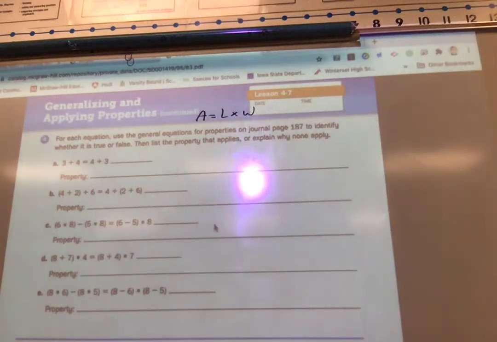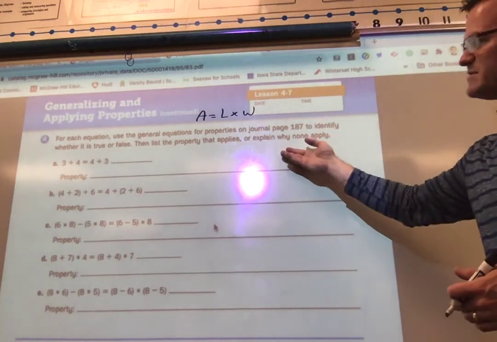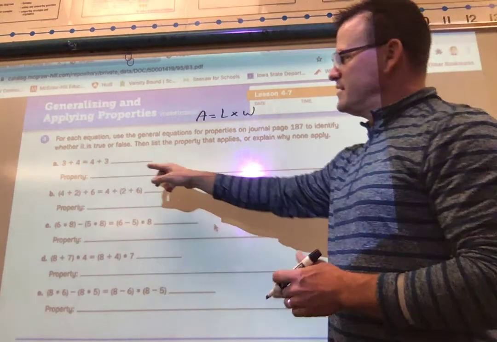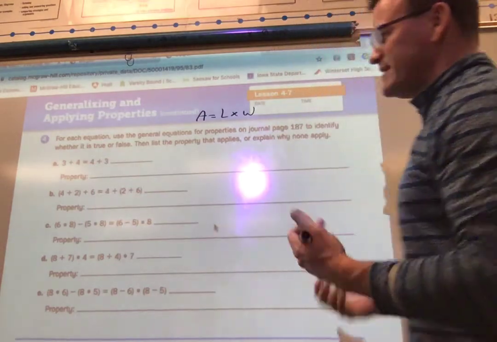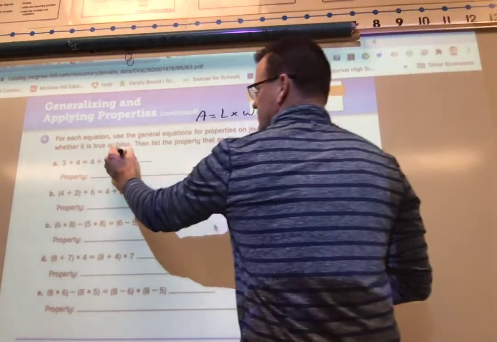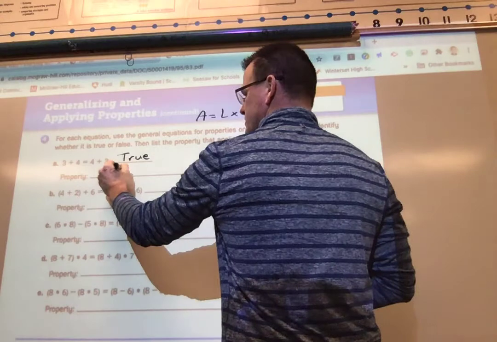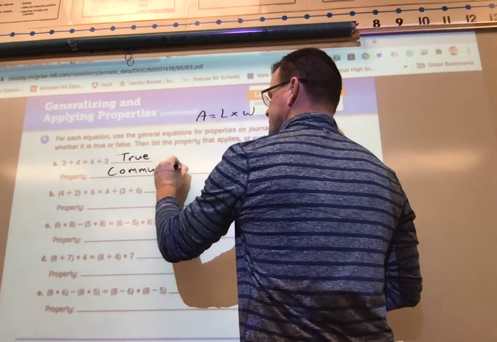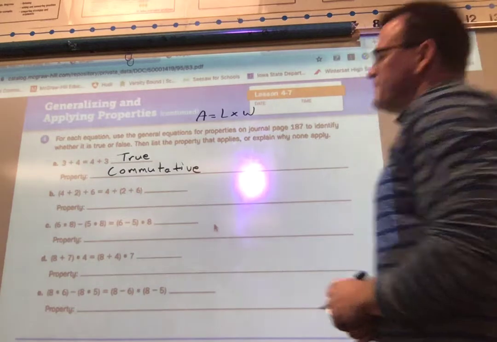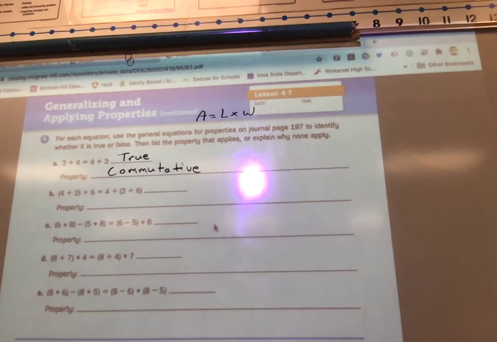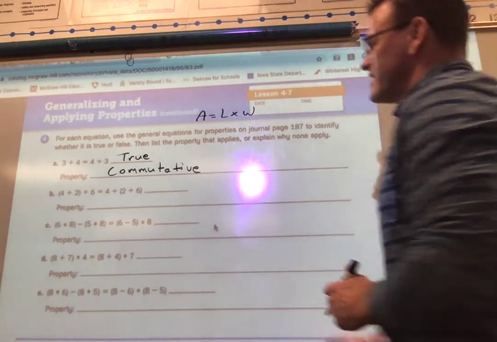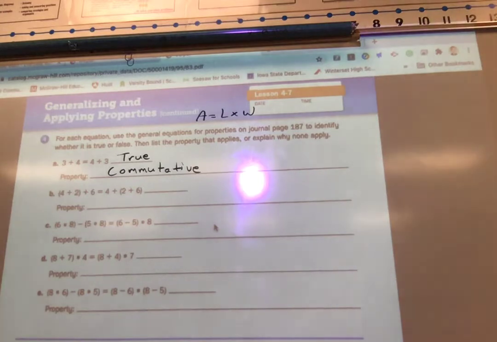Another sample question here. We're going to use these general equations of properties and identify whether they are true or false, and then list that property. We've got to know these properties. Again, we'll start with a very simple one. 3 plus 4 equals 4 plus 3. We know that's the commutative property again. So that is true. In this case they both equal 7. And the property, I would just write commutative property. You're going to be looking at other properties, and you need to make sure you know the different properties and are able to identify them as well. So again, make sure you have this stuff written down.